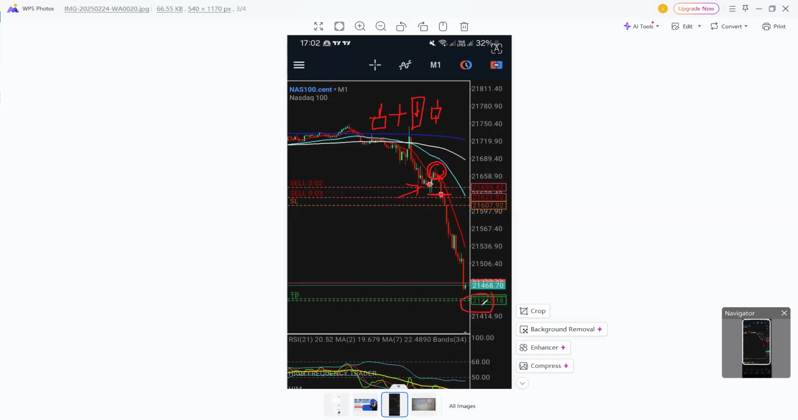So I think we ended up catching what? Almost 150 points, if I'm not mistaken, plus or minus 150 points on Nasdaq. And that was our second trade for the day.